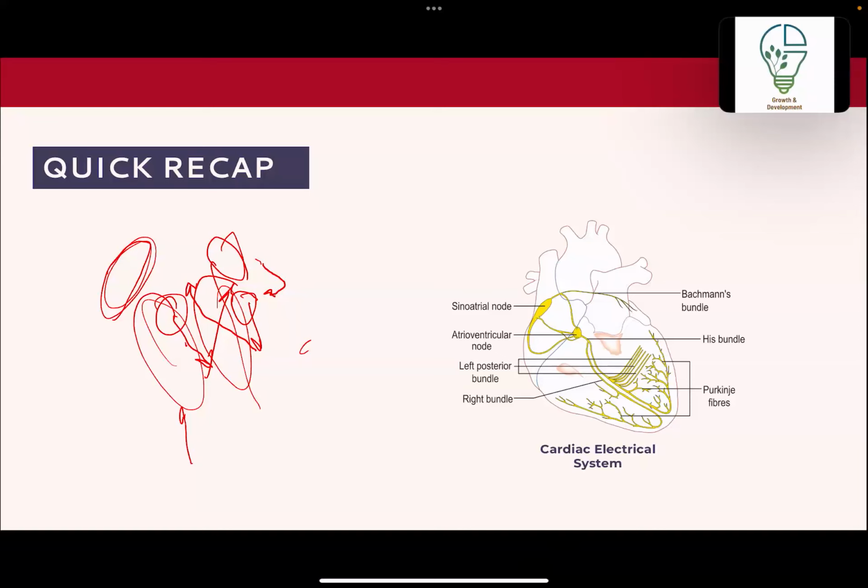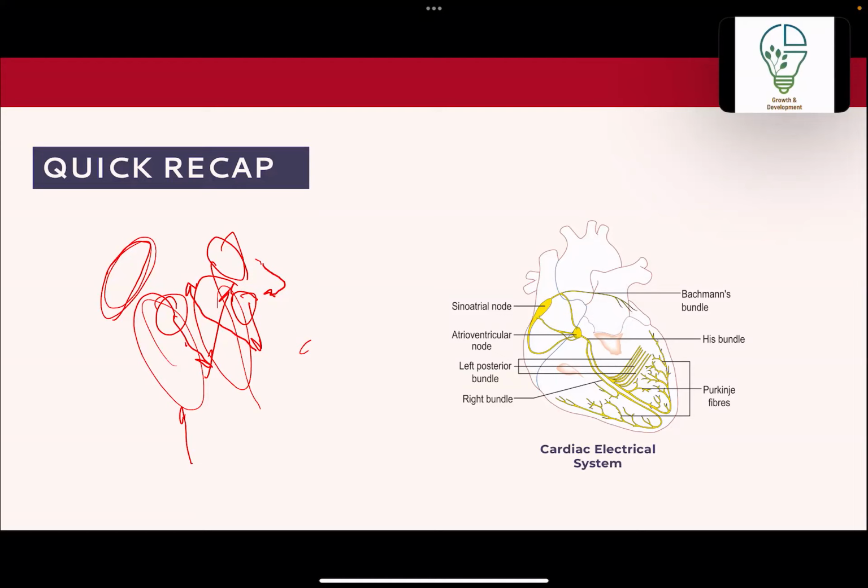So let's say that somehow someone goes into a coma and they're brain dead. What keeps them alive? And it's this electrical system that's actually working independently, as in it does not need the stimulus coming from the brain to allow it to act. So what is this electrical system?